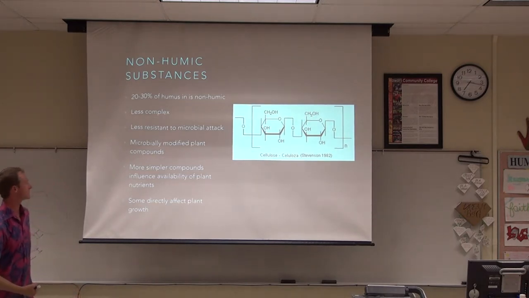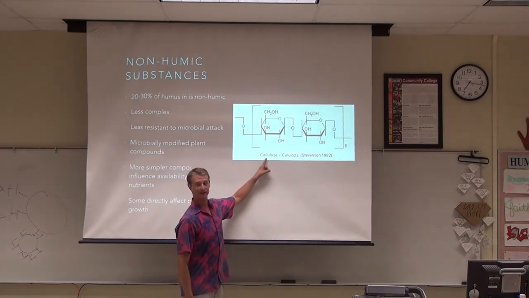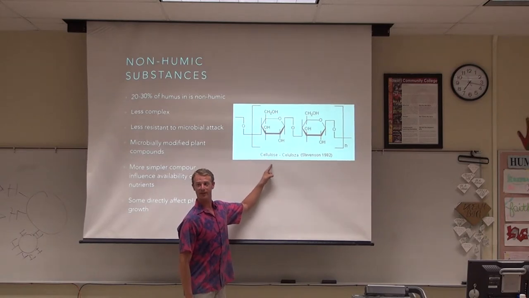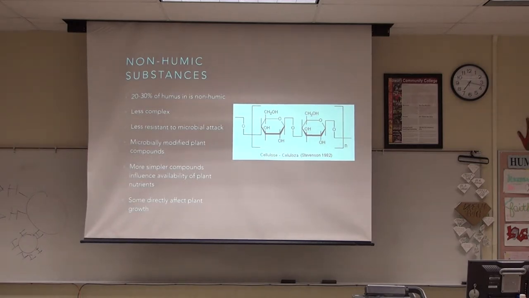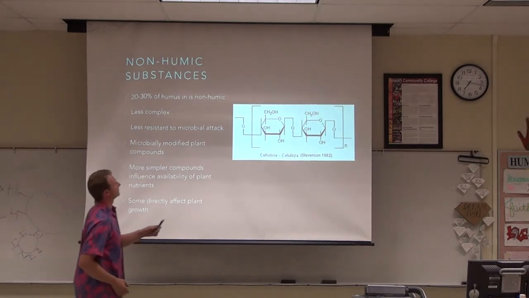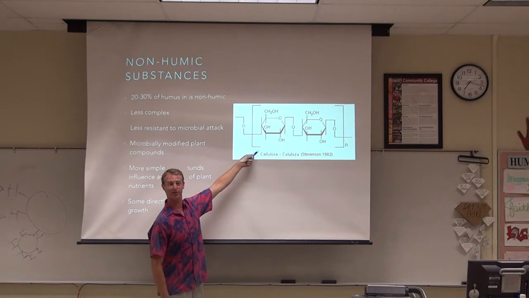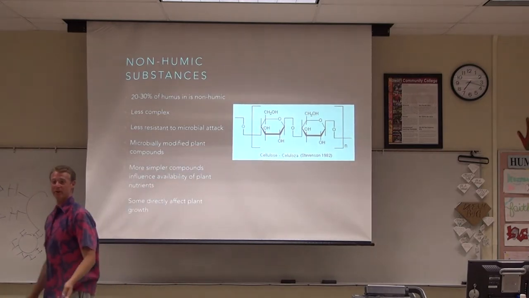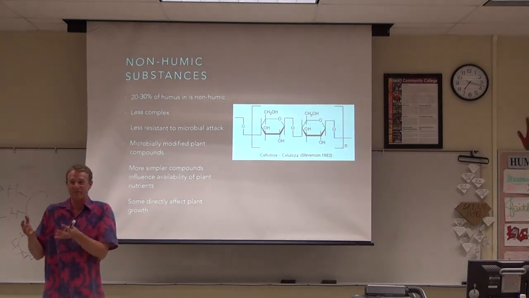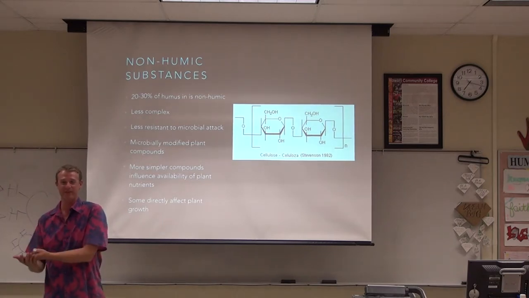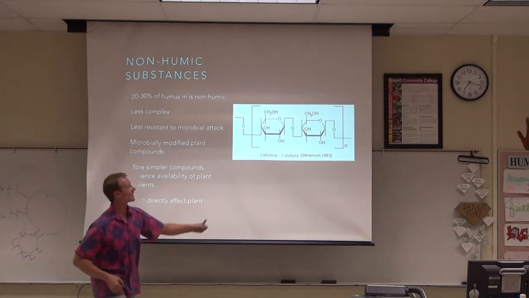Okay. An example of non-humic substance would be cellulose. Cellulose is what cell walls are made out of in plants. Okay. So that would be broken off a more complex carbon molecule and then consumed by microbes. But as it exists in the snapshot of the soil sample we have, microbes haven't eaten it yet. So it exists as a non-humic substance. Okay? Everybody get that? Much simpler.